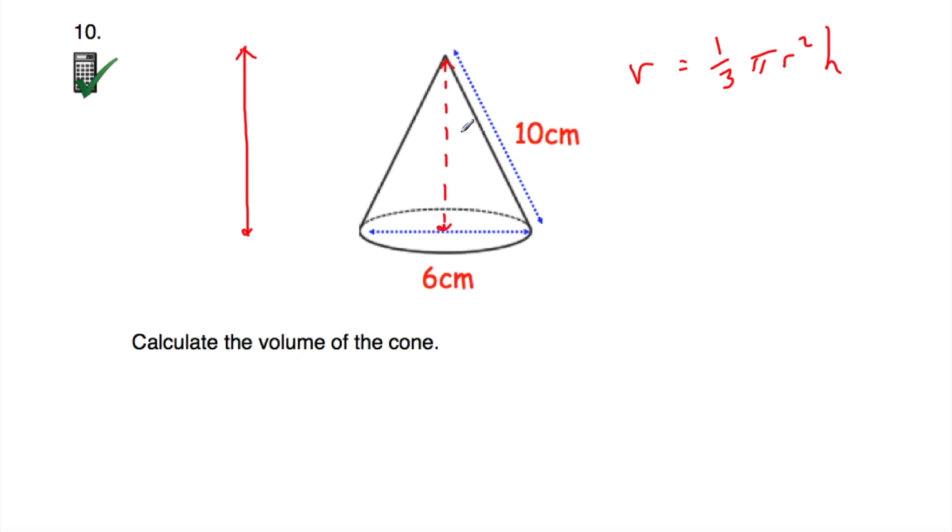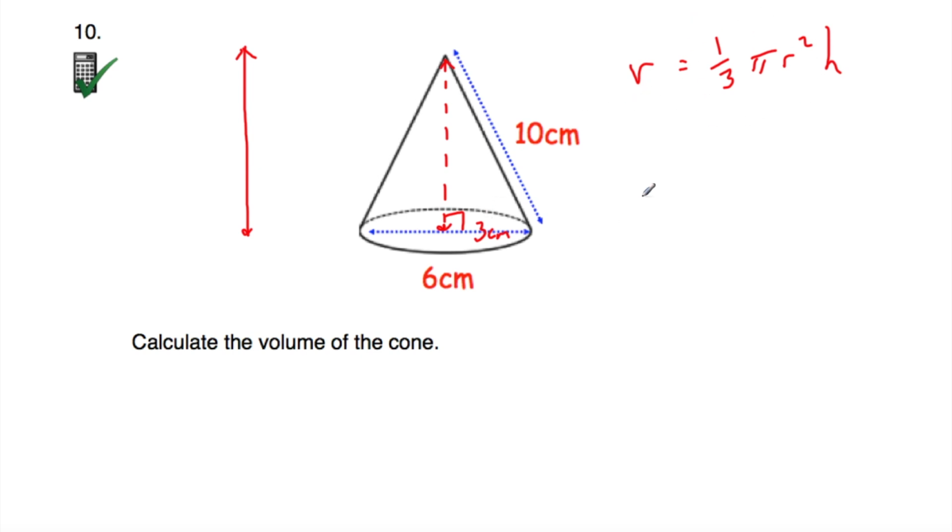To find this height here, we're going to split this up into a right angle triangle. So in terms of this right angle triangle here, that will be a right angle. We know the hypotenuse of that right angle triangle will be 10 centimeters. In terms of this part here, that would be 3 centimeters, because that would be the radius going from the center of the circle to the edge of the circle. We're going to use Pythagoras' theorem to find the height of that triangle, and the height of that triangle will be the perpendicular height of the cone, and then we can just use the formula to find the volume of the cone.